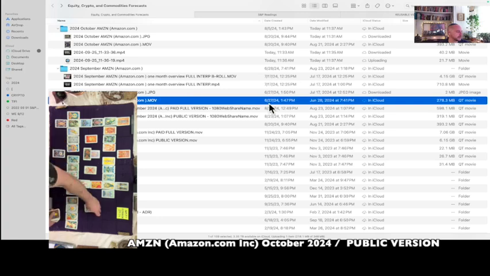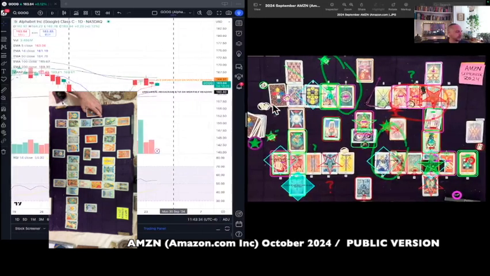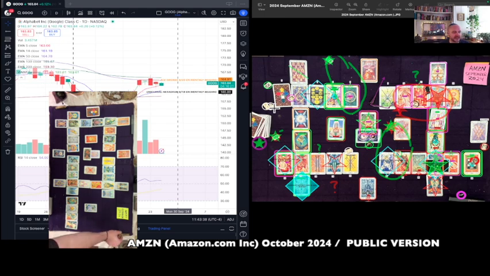If you're wondering, the September Amazon reading was created June 27th, 2024 at 1:47 p.m. Eastern Time, well in advance of the market. We nailed the highs and the lows to the day. You would have had that information ahead of time if you have the early access subscription on our website, Tarot for Traders.